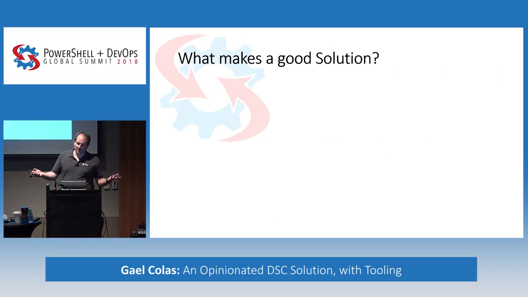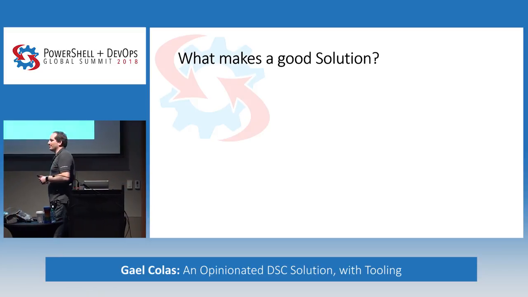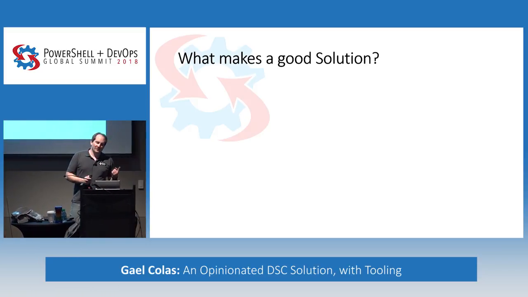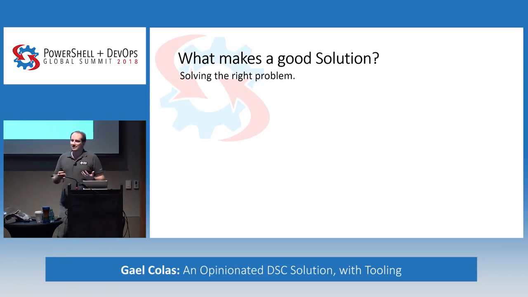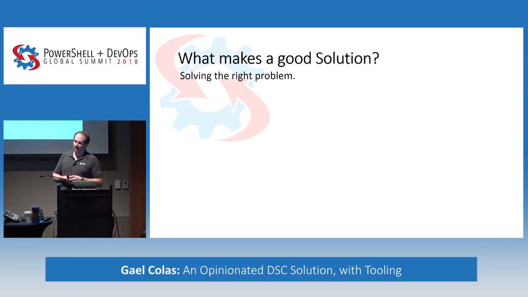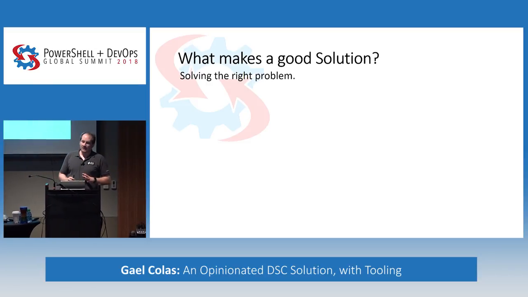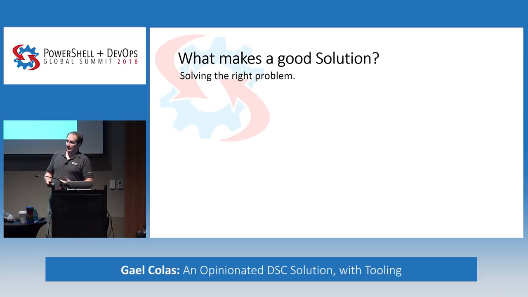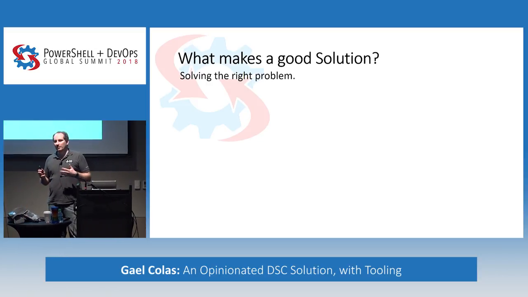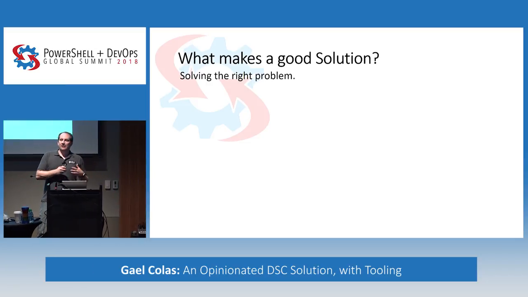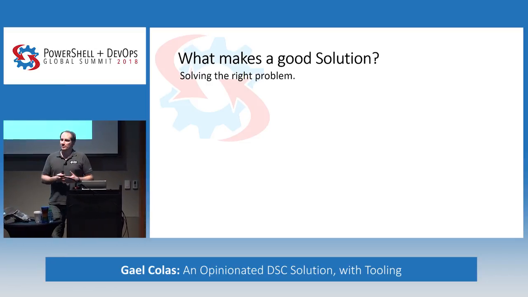So what's a good solution? Because the talk is about a DSC solution, right? Well, the first thing is solving the right problem. If you don't solve the right problem, you can buy a very expensive solution, but if it doesn't solve your problems, you're going to say, well, this is not a good solution, right? The key is to find your problem and try to solve it, whether it's DSC or any other configuration management. This is not very specific to DSC. The concepts apply to every config management solution.